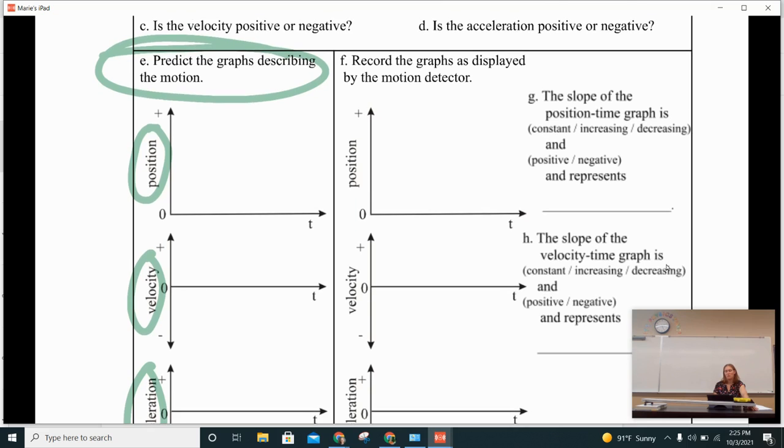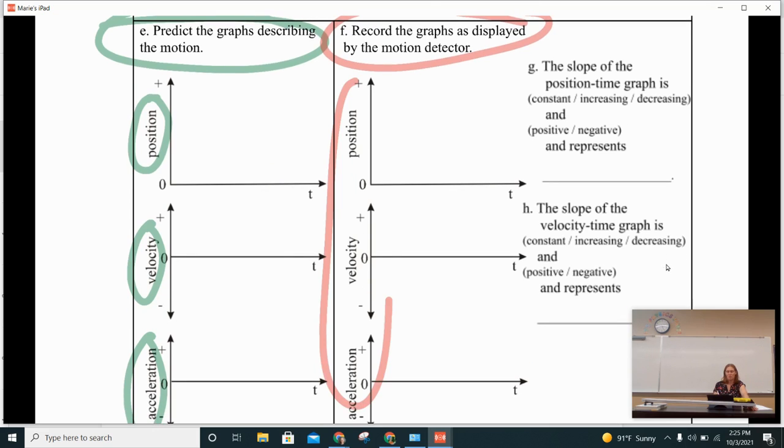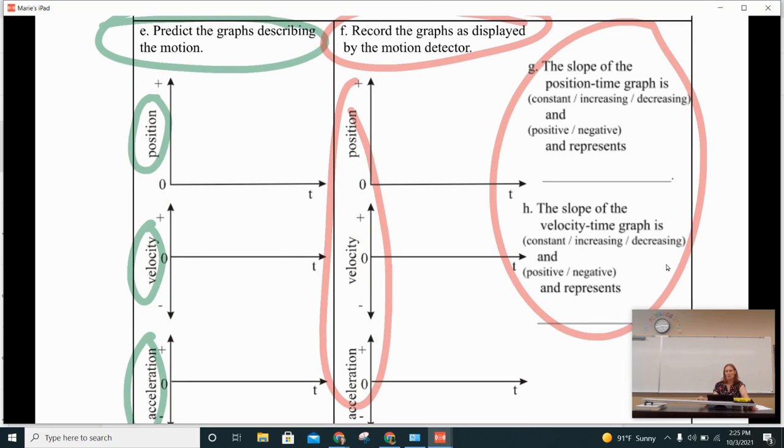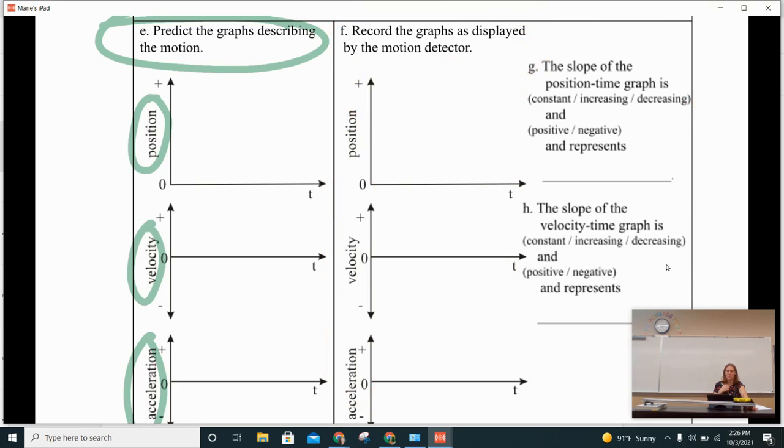And then after you've made your prediction, we're going to go ahead and collect the data, and then you are going to record what you actually saw. So then we're going to record all 3 of those graphs. We're going to talk about the meaning of those graphs, and then we'll go from there and do number 2. So for this first one, I want you to go ahead and make those predictions right now. Predict what the graphs are going to look like for the position versus time, velocity versus time, and acceleration versus time graphs.